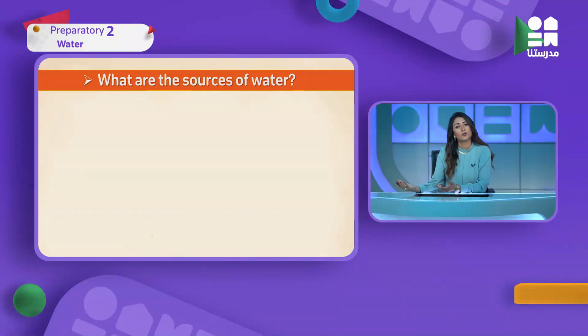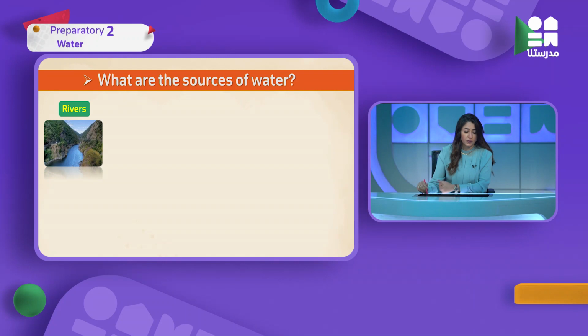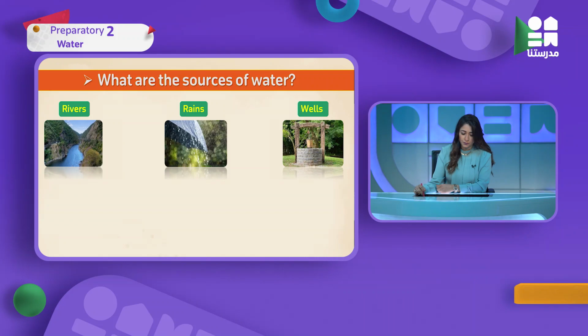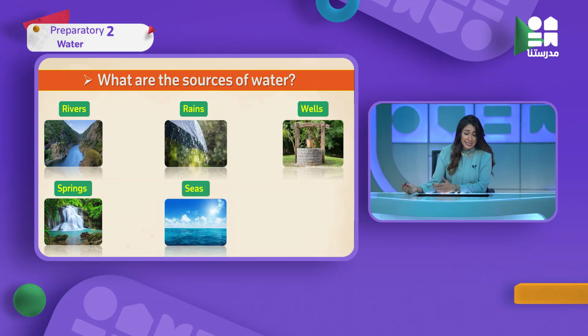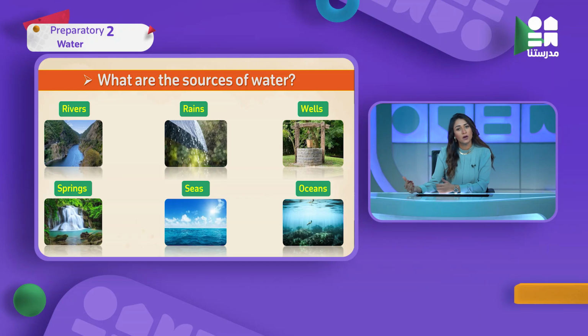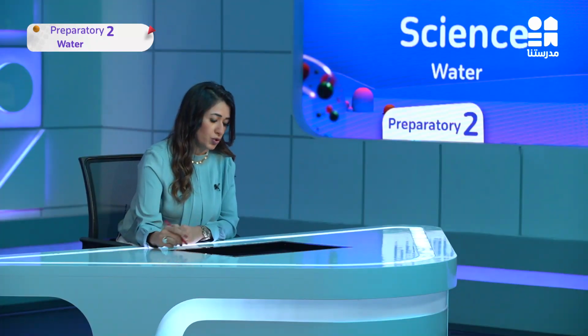طيب, ايه هي بقى sources of water? من الطبيعة, الwater موجودة في rivers, we get water from rivers, rains, wells, springs, seas, and oceans. Again, we have 6 sources of water that God وهبنا ربنا بيها اللي هو ايه؟ rivers, أنهار, المطر, rains, wells, springs, seas, and oceans.